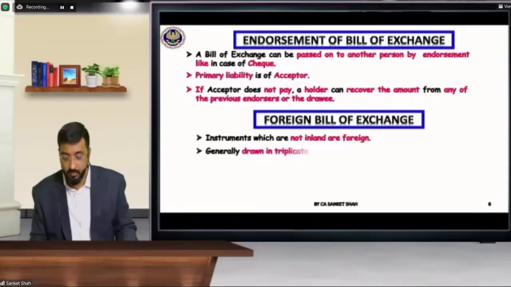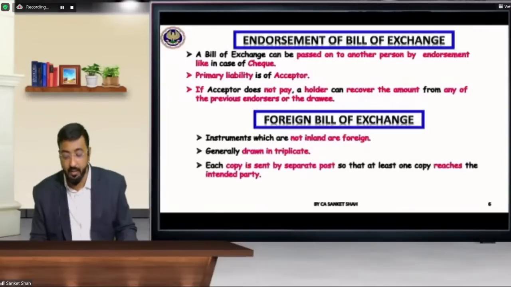Second one, foreign bill of exchange. If a bill is drawn outside India and accepted outside India, it is called a foreign bill. Generally it is in triplicate and each copy is sent by separate post so that at least one copy reaches the intended party. So this is called a foreign bill.